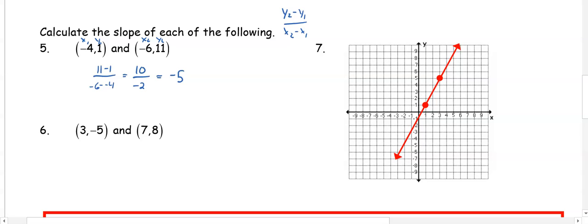In number 6, when I go to do my slope, I have 8 minus negative 5 over 7 minus 3, which gets us 13 over 4.